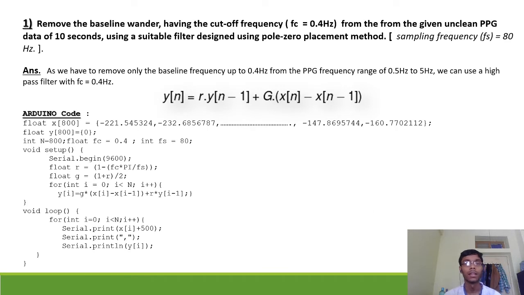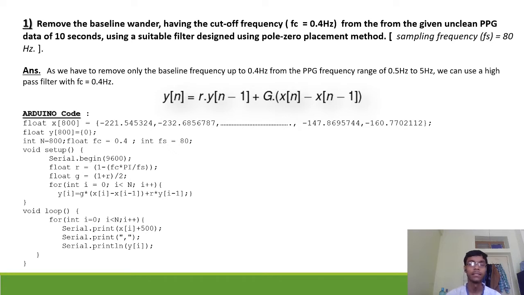Remove the baseline wander having the cutoff frequency fc equal to 0.4 Hz from the given unclean PPG data of 10 seconds, using a suitable design with the pole zero placement method. As we have to remove only the baseline frequency of 0.4 Hz from the PPG frequency range 0.5 Hz to 5 Hz, we can use a high pass filter with cutoff frequency equal to 0.4 Hz.